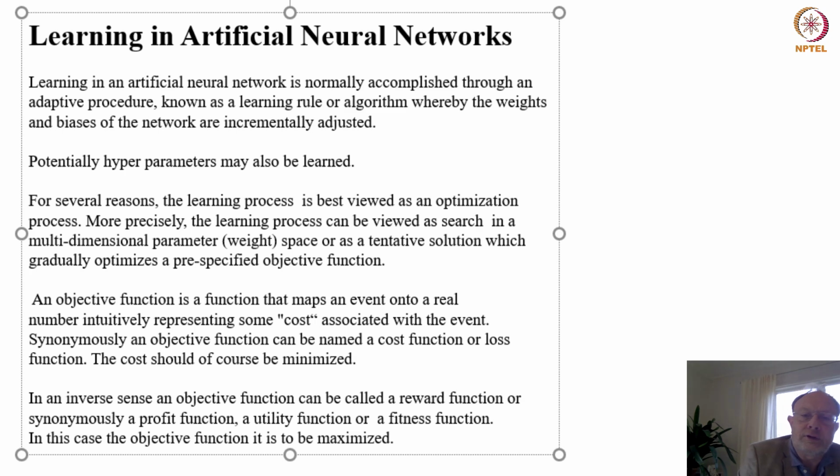Learning in artificial neural networks is normally accomplished through an adaptive procedure known as a learning rule or algorithm, whereby the weights and also the biases of the network are incrementally adjusted. Potentially also other parameters, the so-called hyperparameters we talked about earlier, can be learned. The function that controls the transfer or activation is an example of a parameter that can be modified. But there are also factors like learning rate and other parameters occurring in these models, and they are not part of the system in the sense that the basic learning rules handle them, but additional rules can be added for that purpose.